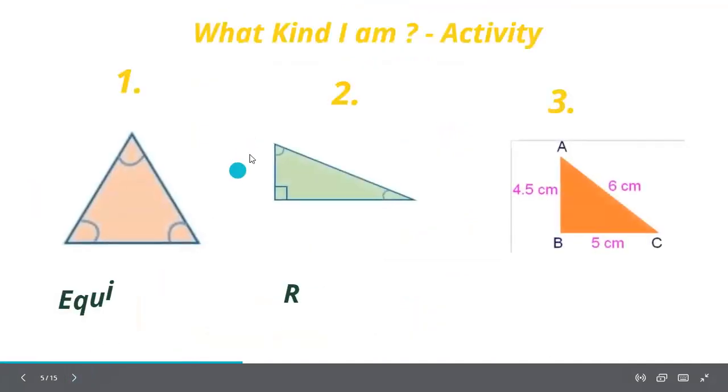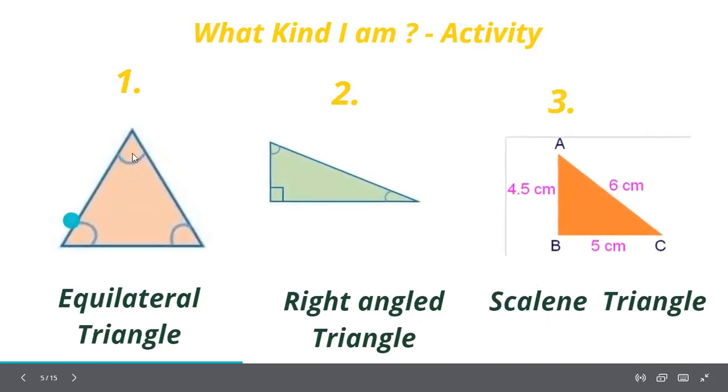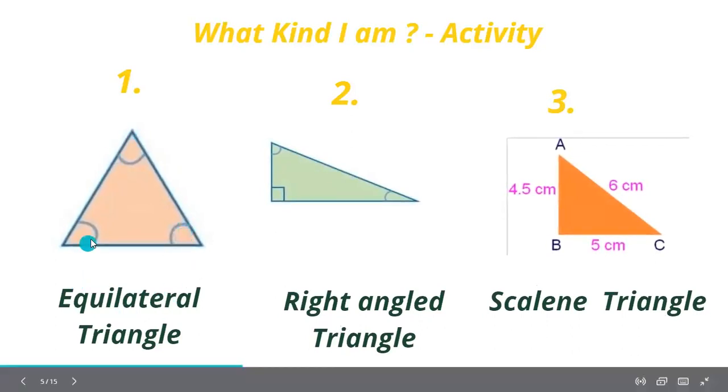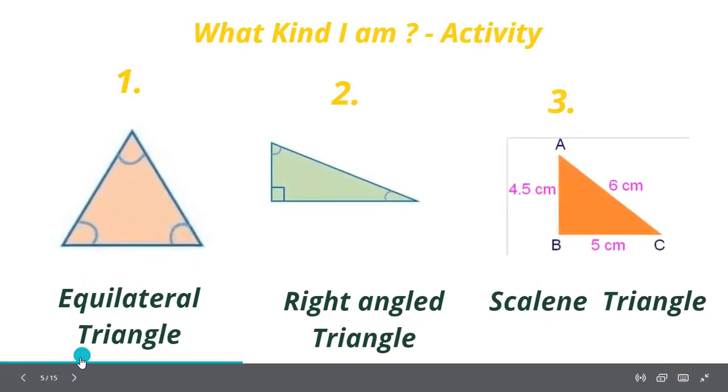Now with this we are going to do an activity. First one, what is it? All the sides will be equal and the angles are equal, then it is an equilateral triangle. And one of the angles is 90, so it is a right angled triangle. And three unequal sides, so this is called a scalene triangle.